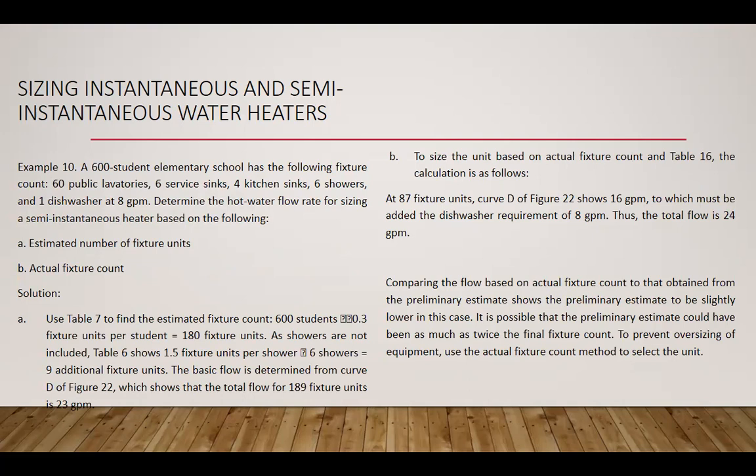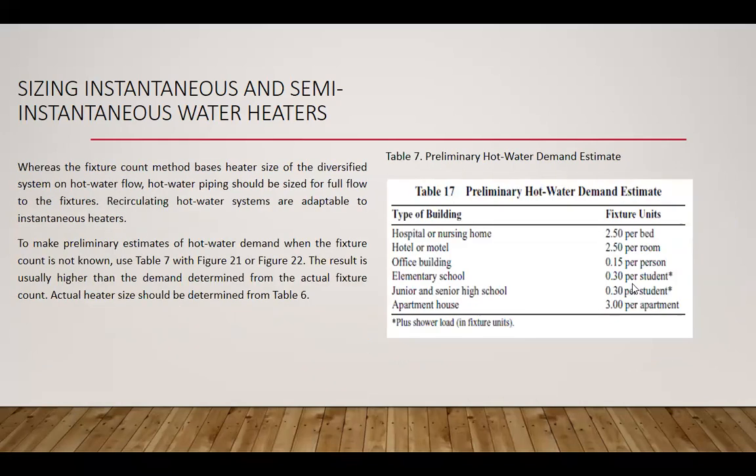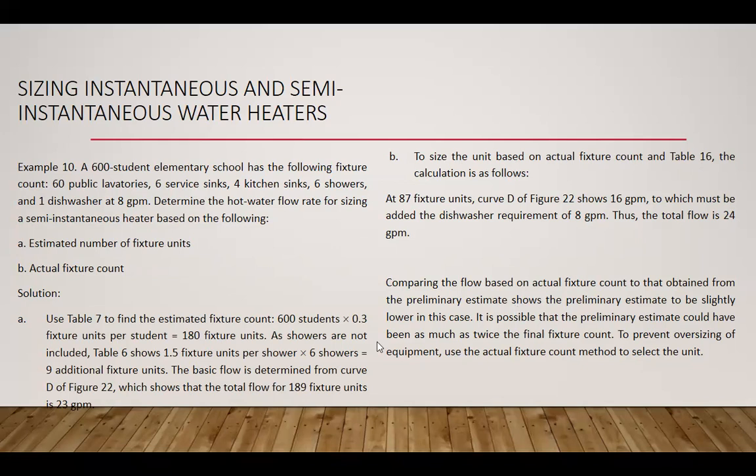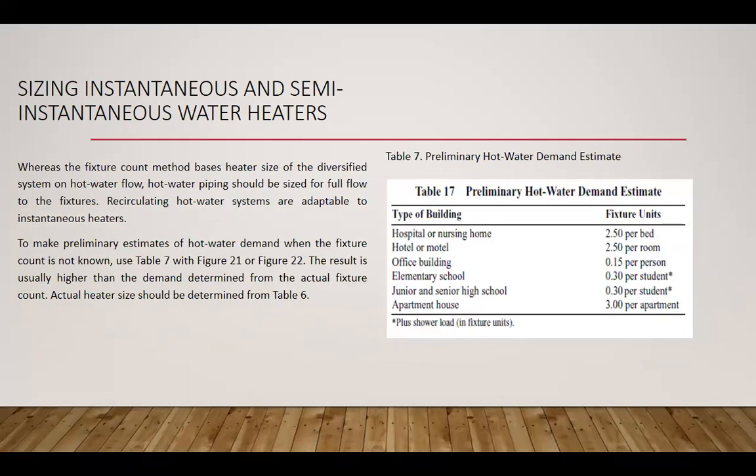So 600 students times 0.3 fixtures per student. Andito siya, di ba? 0.3. Yan. Is 180 fixture units. As showers are not included, Table 6 shows 1.5 fixture units per shower times 6. So 9 additional fixture units. The basic load is, ito sa baba pala, plus shower load. Okay?